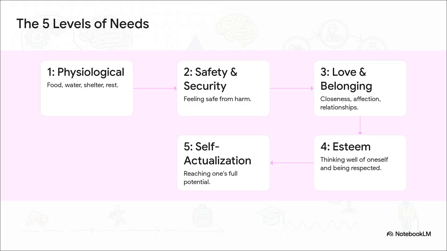At the very bottom, the foundation, are our physiological needs, the basics like food, water, and shelter. Once those are covered, we move up to wanting safety and security. After that, it's all about our need for love and belonging. We want friends, family, connection. Then comes esteem, which is the need to feel good about ourselves and to be respected by others. And only when all of that is in place can we reach for the very peak of the pyramid, self-actualization. That's all about becoming the best possible version of ourselves, reaching our absolute full potential.